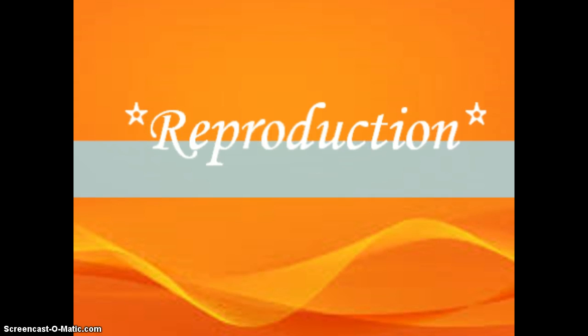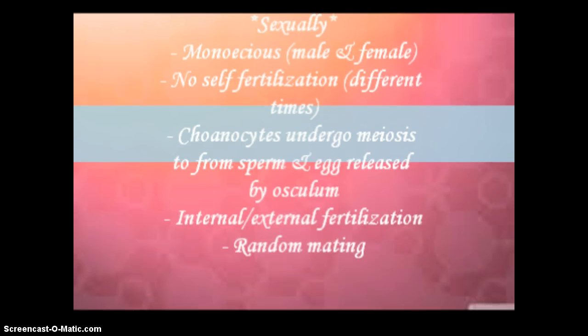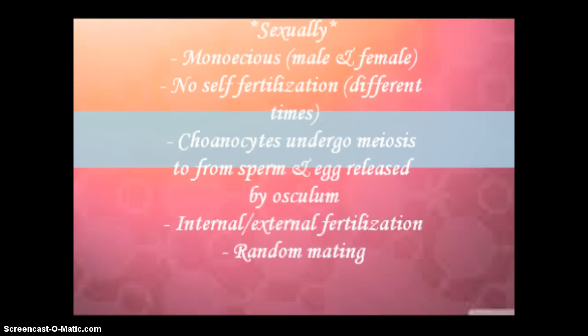And here comes the reproductive ways of the sponges. In the sexual sponges, they are monoecious, which means male and female. They don't self-fertilize, so they fertilize each other at different times. The choanocytes undergo meiosis to form the sperm and egg released by the osculum. They have internal and external fertilization, and they have random mating.